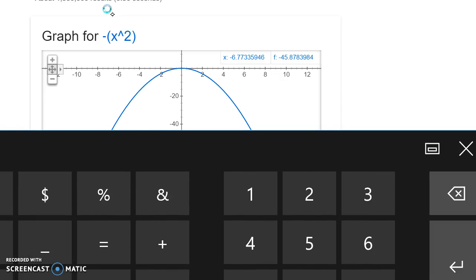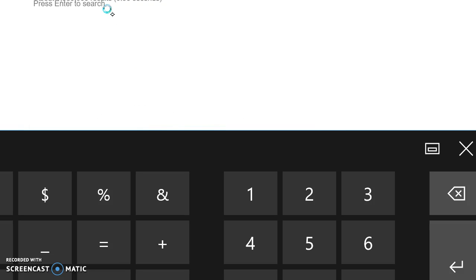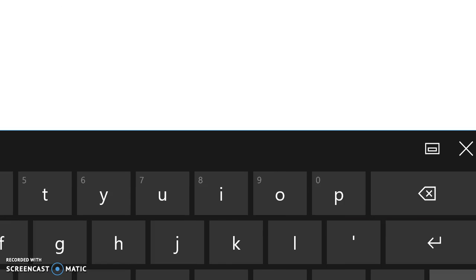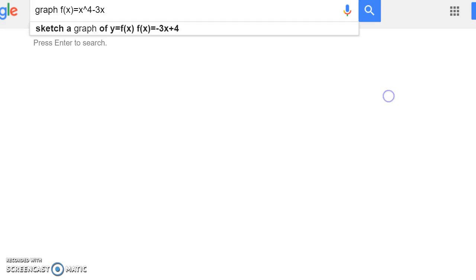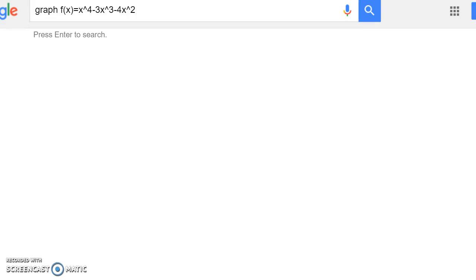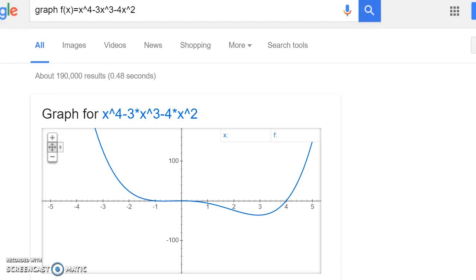We're going to look at a 4th degree polynomial, and it's going to be one that does not have a minus up front. So we're going to do x to the 4th minus 3x cubed. Now I don't know how to do the cube. I did a copy paste. I'm going to pause again. Okay, I've got the graph of x to the 4th minus 3x cubed minus 4x squared.